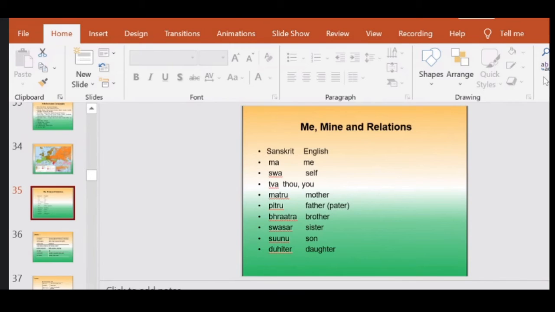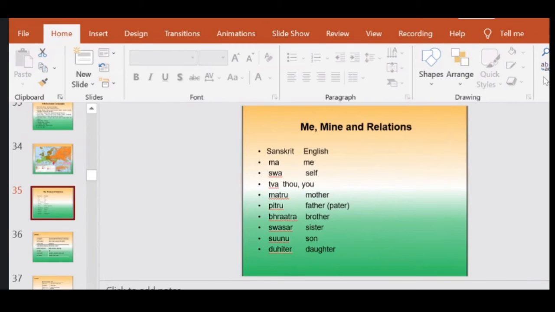Now bhrata, in English it becomes brother with slight change here and there. With time and space and with the people, the pronunciation changes a little bit. Then swasar. Swasar is sister. It becomes sister in English. In French, it's called sœur. Sœur is swasar, basically more or less similar pronunciation. And then sunu. Sunu is the word for son in Sanskrit, and this becomes son in English. And duhita is daughter. So you see how similar the words are.